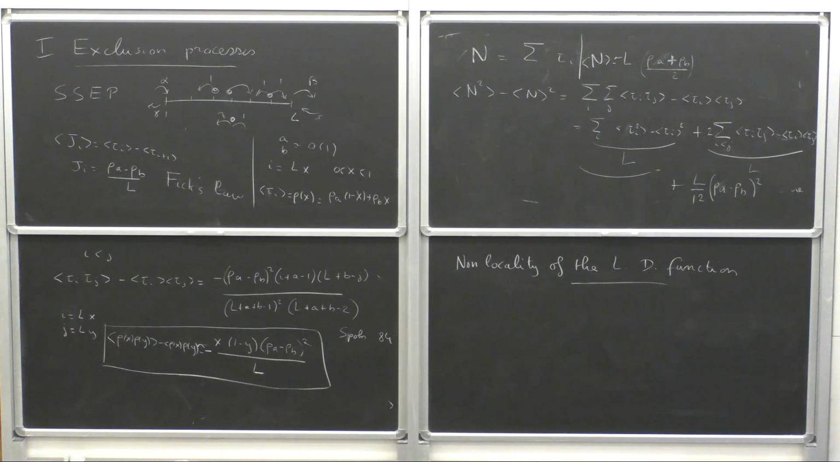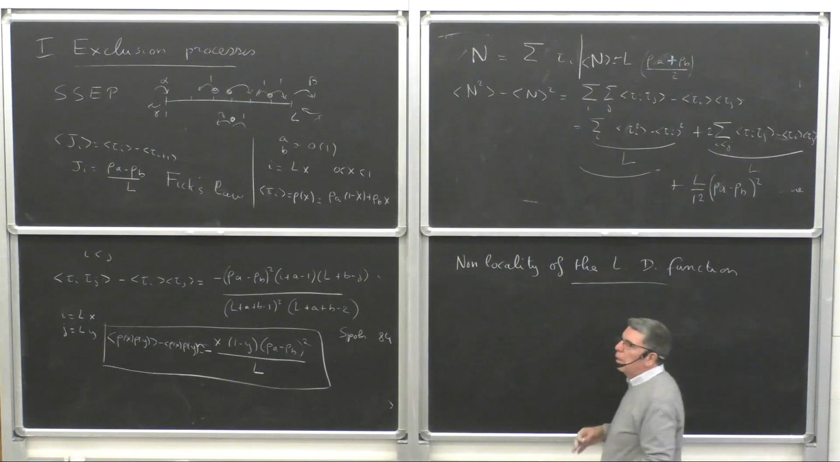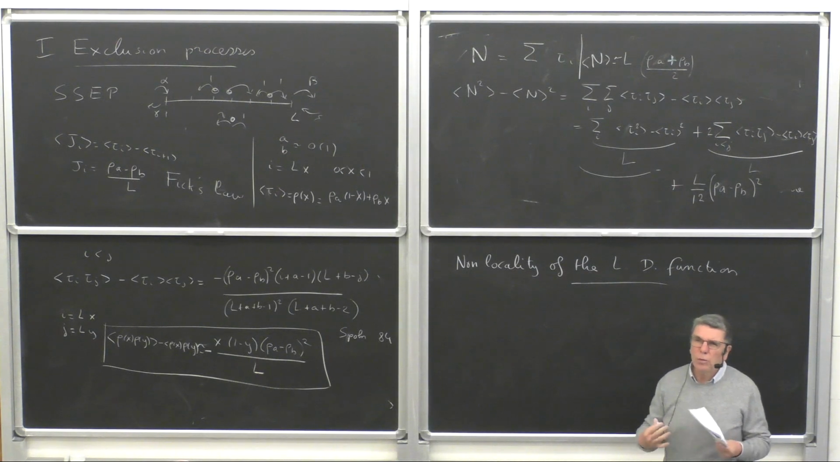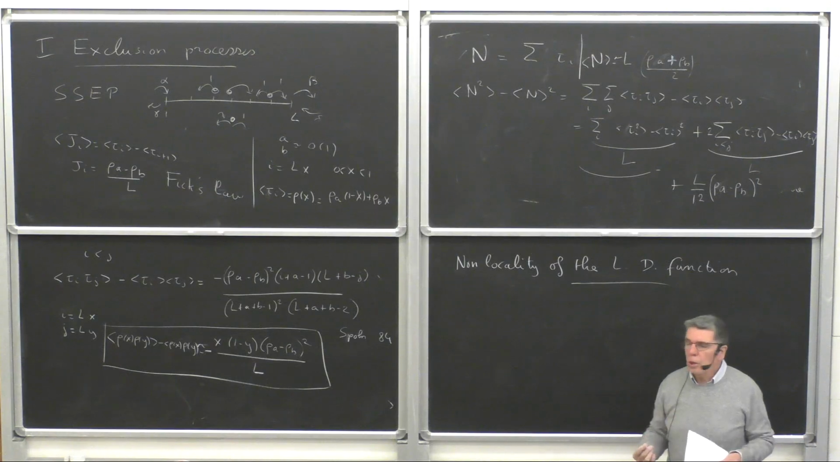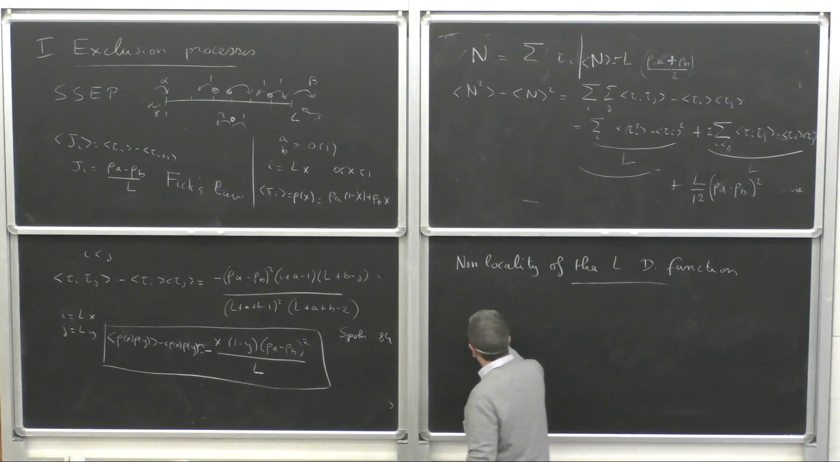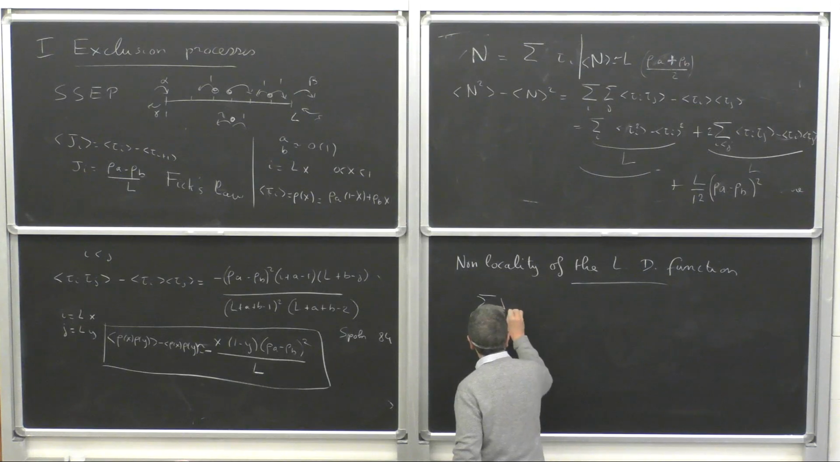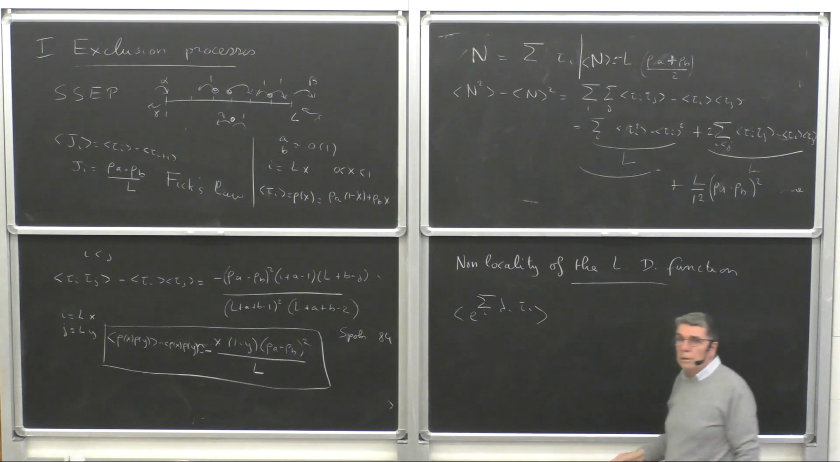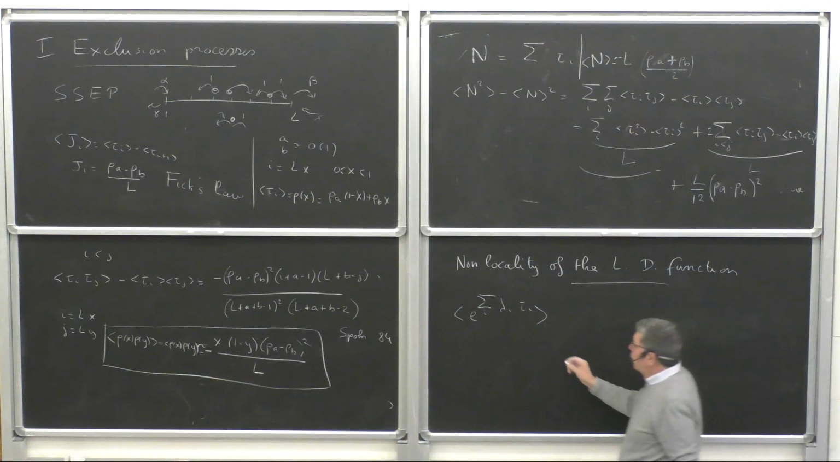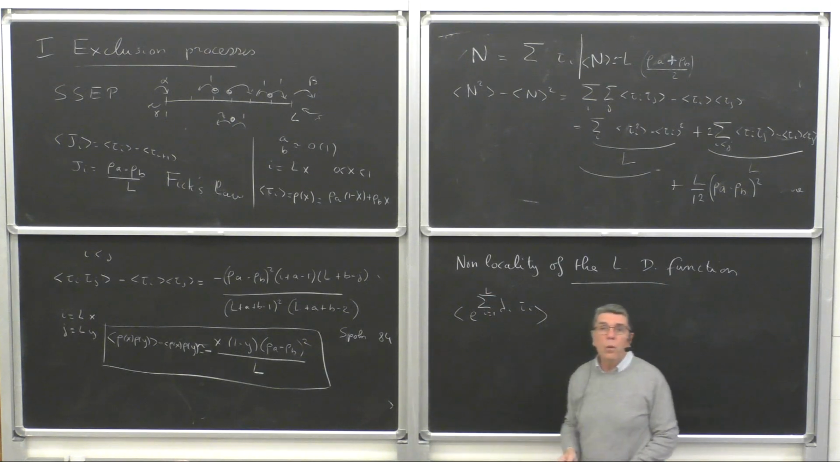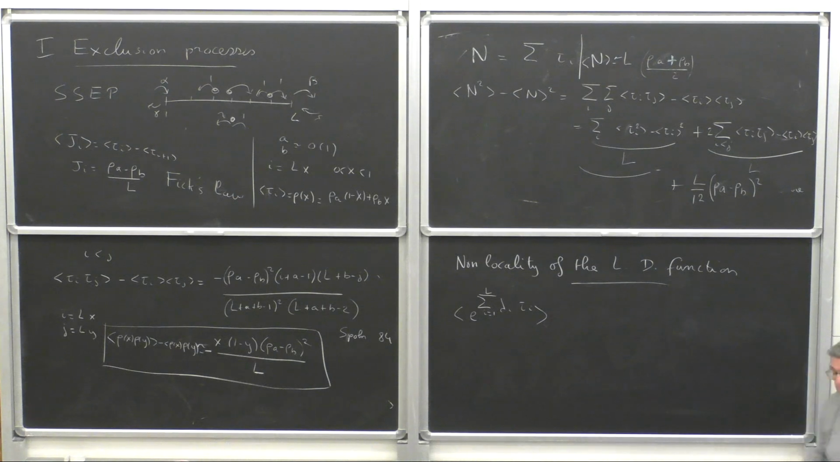So what is my strategy? Instead of looking at truly the large deviation function, I want to compute its Legendre transform. So I am interested in the steady state average of this quantity, the exponential of the sum of lambda_i tau_i, from i equals 1 to L, which is sensitive to all the correlations in the system.